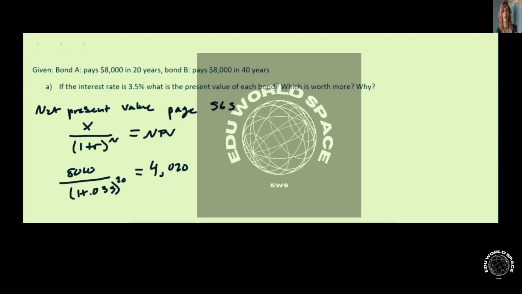So for bond B, it's going to be 8,000 over 1 plus the interest rate to the power of 40, and this is 2020, right? This is bond B, and this is bond A. So obviously bond B is worth less, and that's because you have to wait longer to receive the payment, which means, because of inflation and price changes, the value of $1 in 40 years is worth less than the value of $1 in 20 years, which is worth less than the value of $1 today.